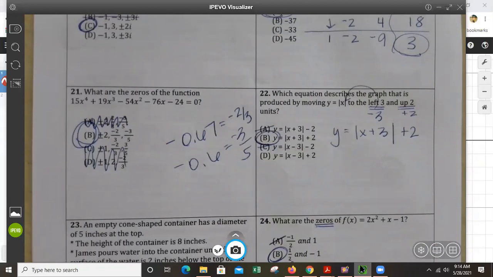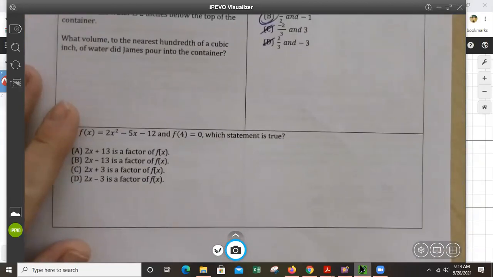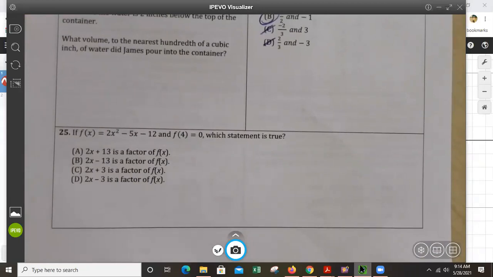All right, we're not going to do 23. We're going to look at 25. We can look at 23 in just a minute. Let's go to 25. It says if f of x is 2x squared minus 5x minus 12 and f of 4 equals 0, which statement is true? 2x plus 13 is a factor of f of x. 2x minus 13 is a factor of f of x. 2x plus 3 is a factor. And 2x minus 3 is a factor.